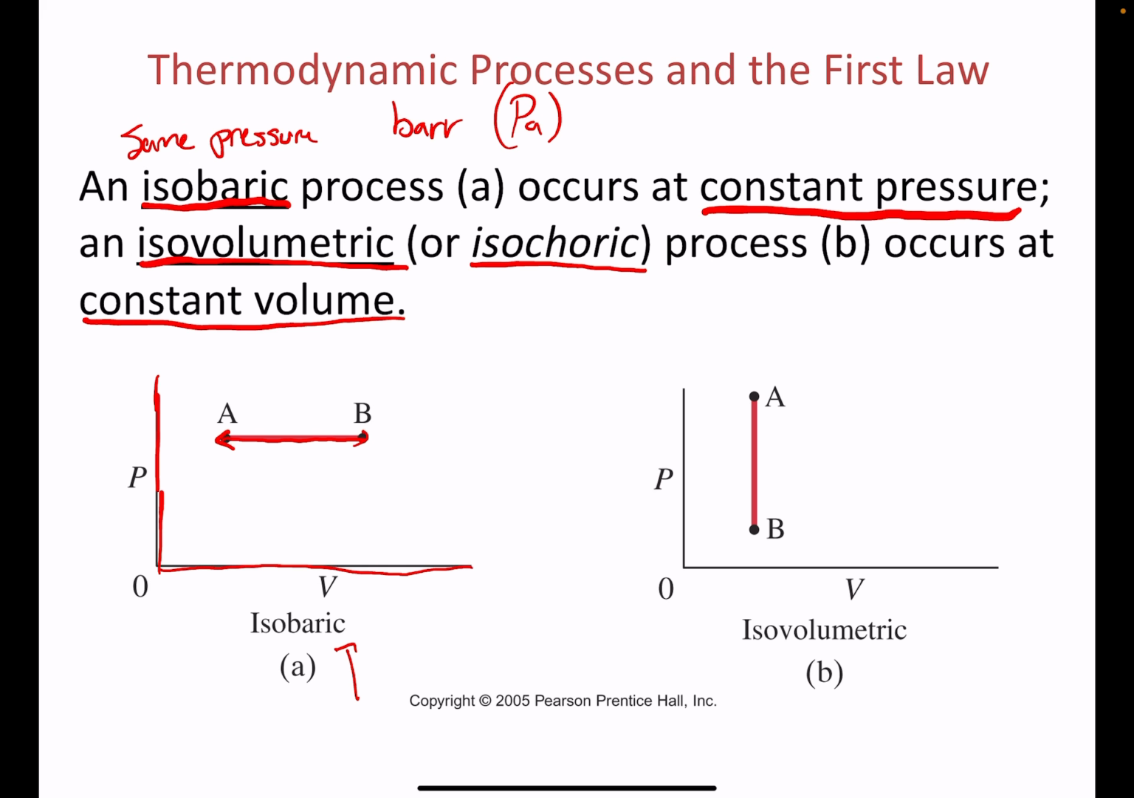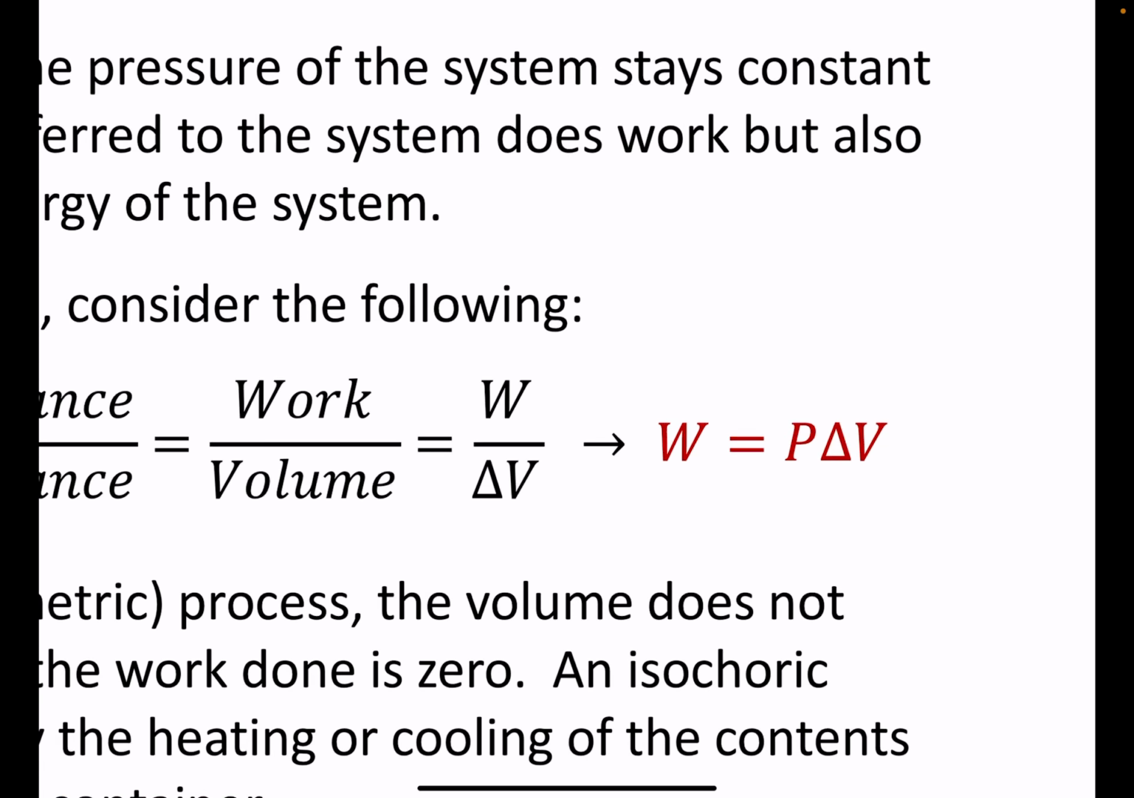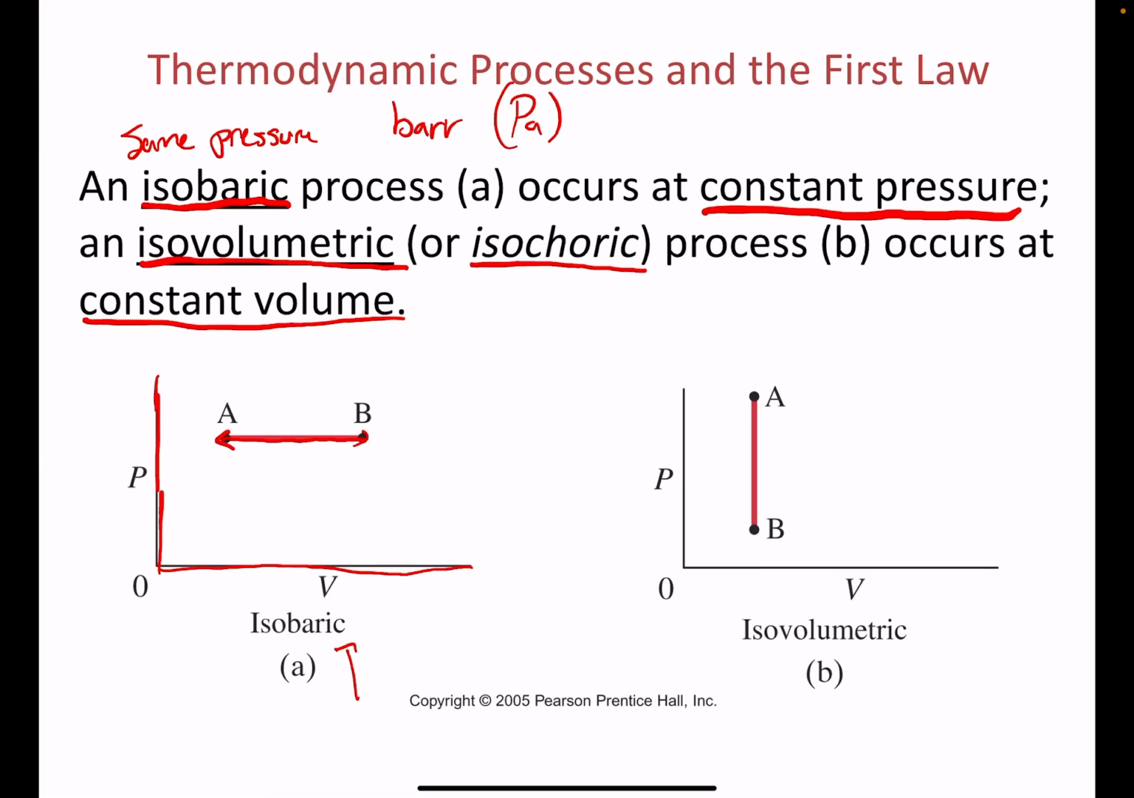Similarly, if we have constant volume, volume is our x-axis, which means our x-axis should not be changing at all. We should not be moving left or right during our graph. We should just be moving up and down. And so isovolumetric means that we have a straight up and down line.